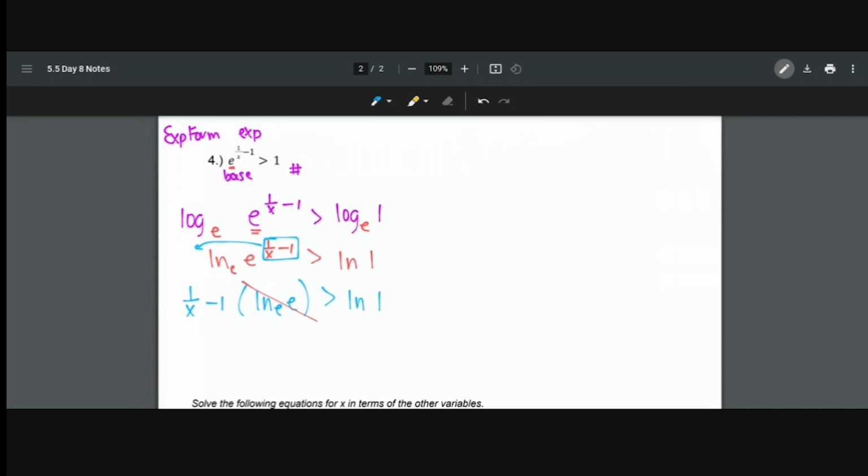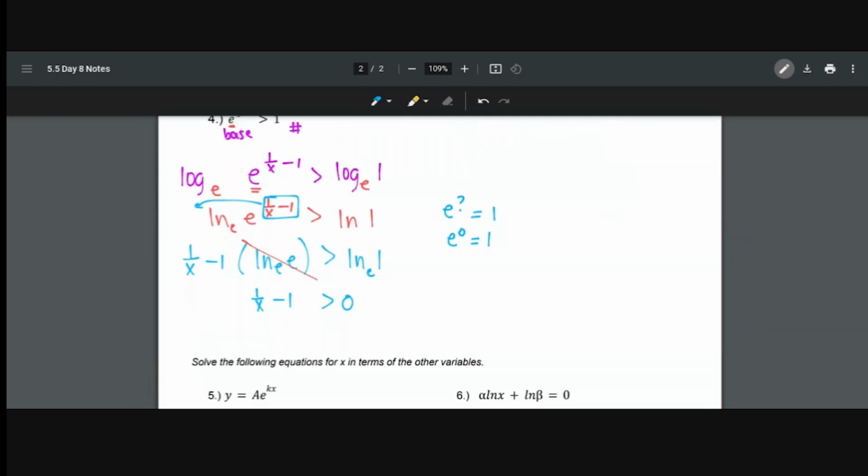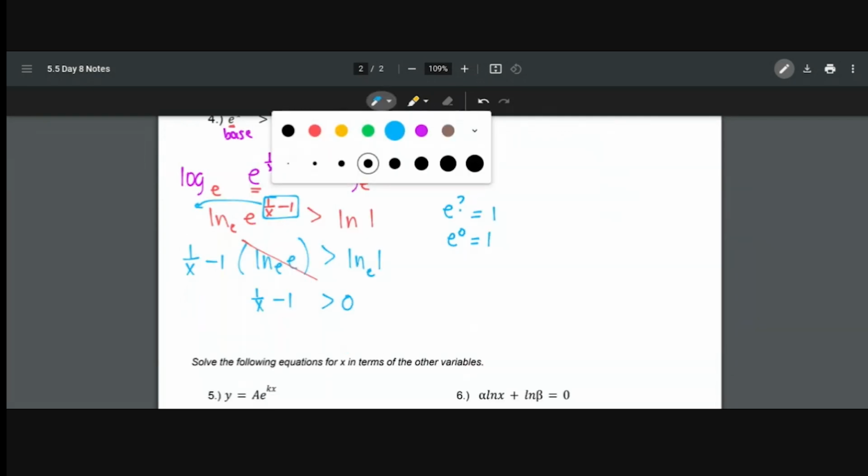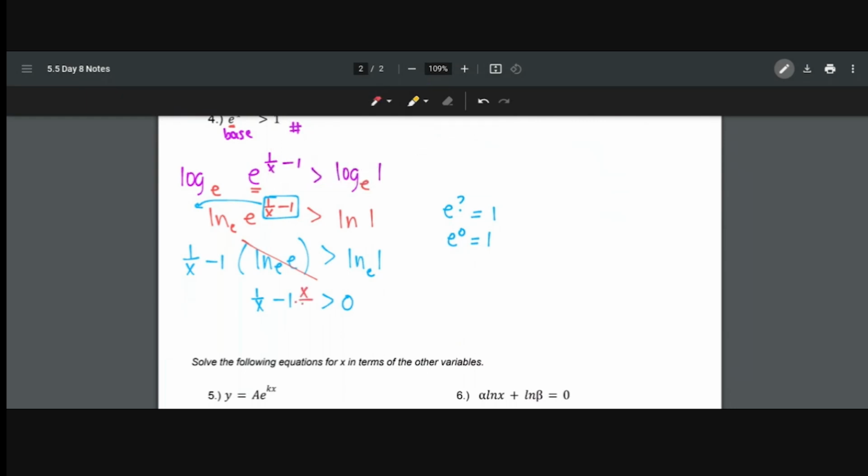All right, so what is natural log of 1? This is base e. e to what power equals 1? e to the 0 power equals 1, right? So this is 0. I'm just going to replace that. And the only thing I have on my left side is 1 over x minus 1. I'm going to need to get common denominators so I can get a singular fraction. So I'm just going to multiply the 1 by x over x. So that gives me 1 over x minus x over x is greater than 0. So when I combine that into a singular fraction, I have 1 minus x over x is greater than 0.